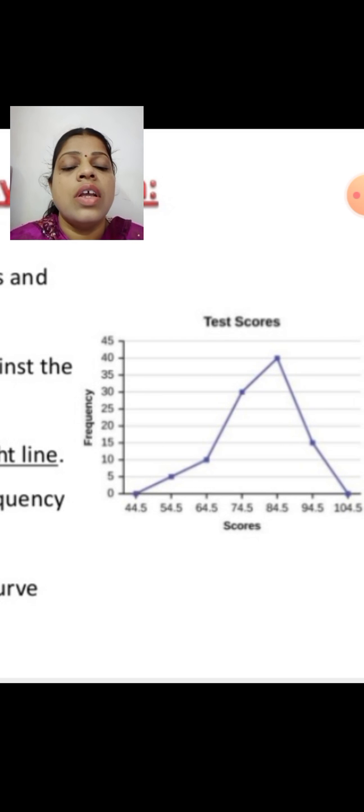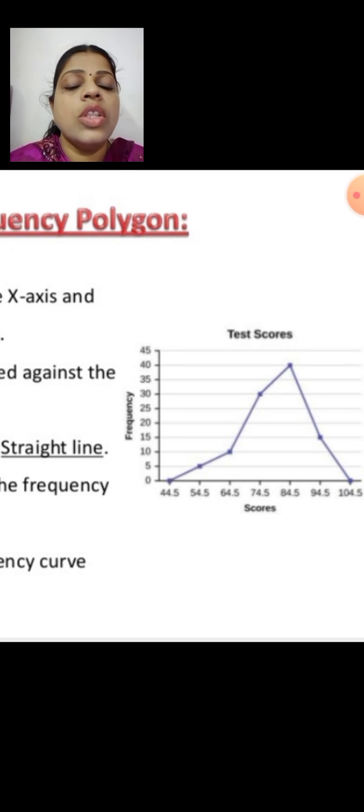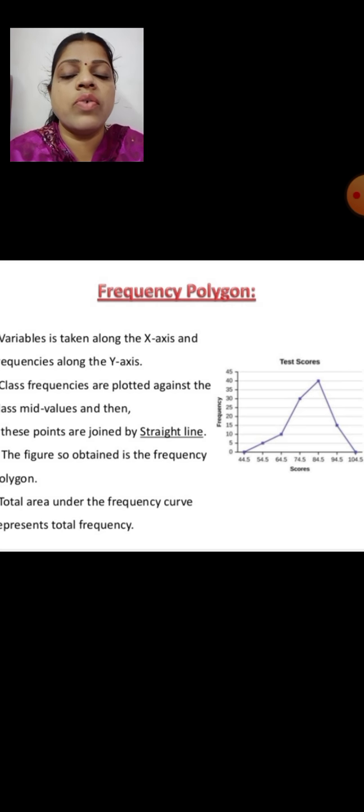So here, children, the test scores are given, and for those who have gained the test scores, their frequencies are given along the OY axis. And here we can see that all the midpoints of the particular classes are joined using straight lines. Such a straight line curve is known as the frequency polygon. So that is the difference between the frequency curve and the frequency polygon.